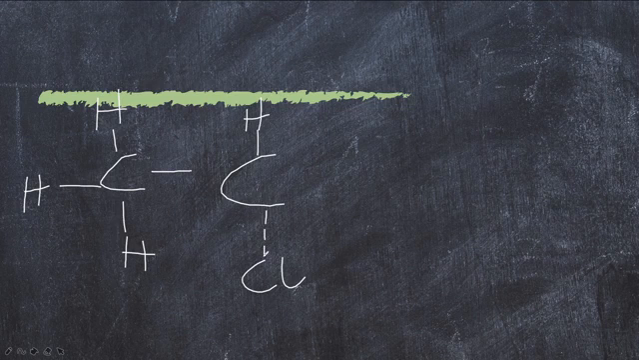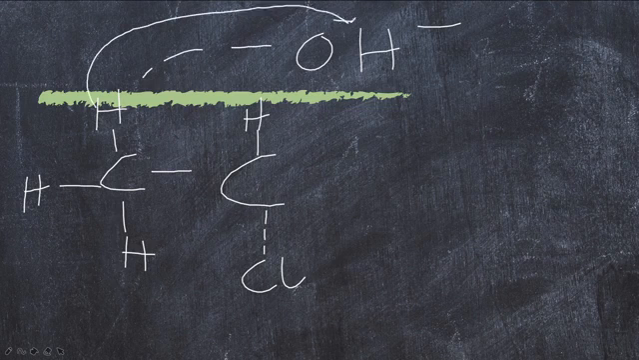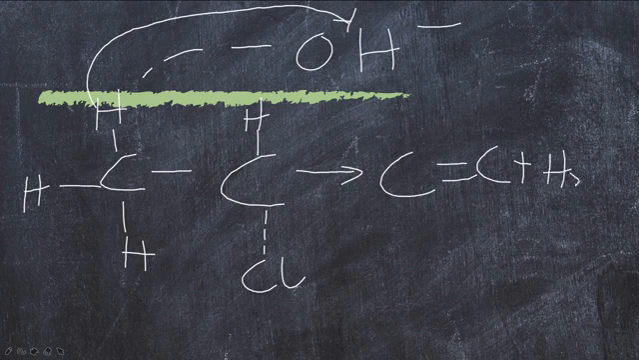So now the nucleophile, being OH minus, will come here and deprotonate this hydrogen, and at the end of the day we end up forming the product that we saw earlier: C=C, the alkene, and water and Cl minus. Those are the products that we end up forming, and that's all about this.